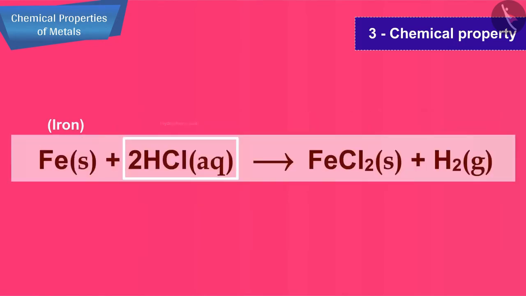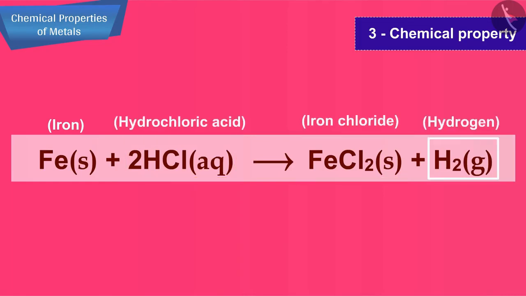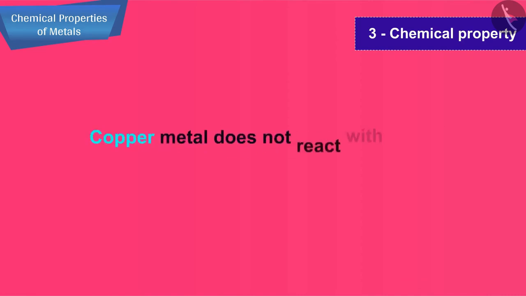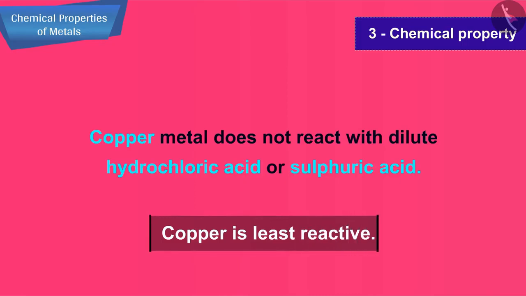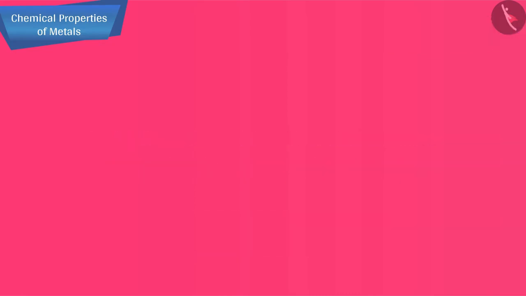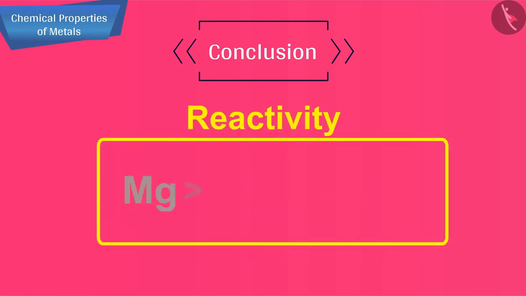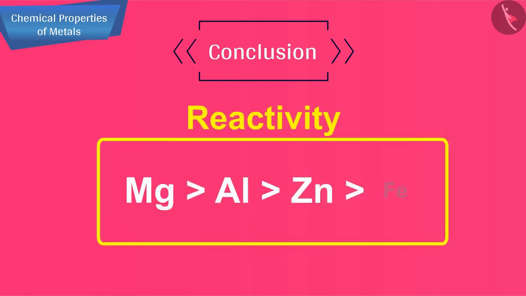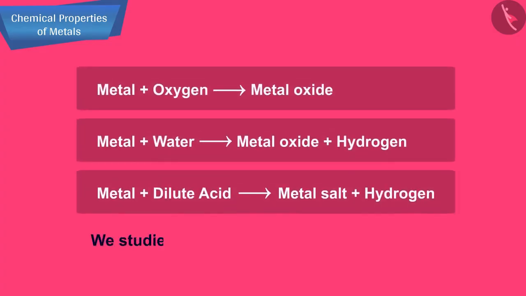Iron reacts with dilute acid to give iron chloride and hydrogen gas. Copper metal does not react with dilute hydrochloric acid or sulfuric acid, and this shows that copper is least reactive. From this, we can conclude that the reactivity decreases in this order. In this video, we studied the chemical properties of metals.